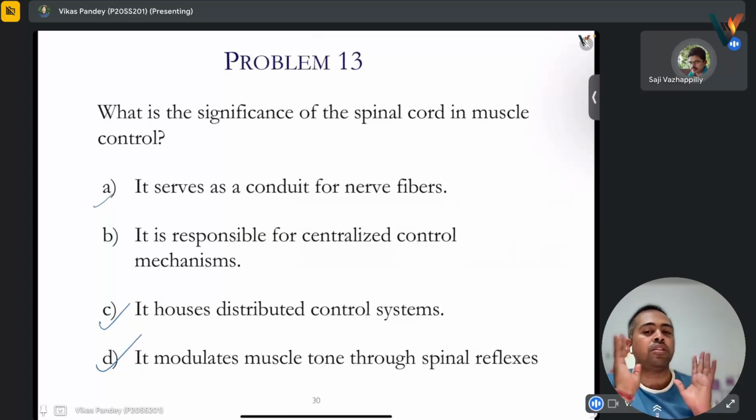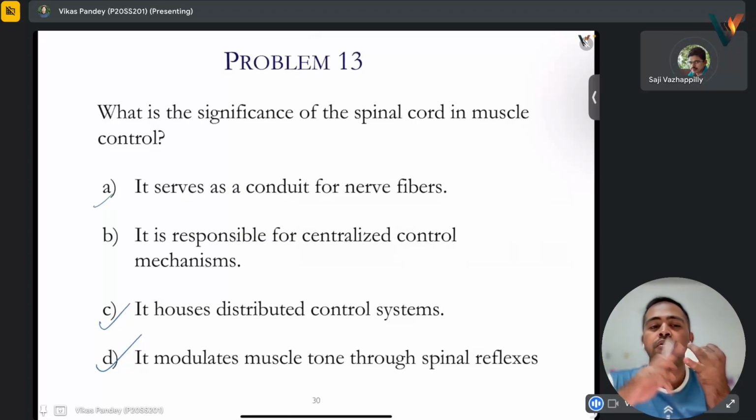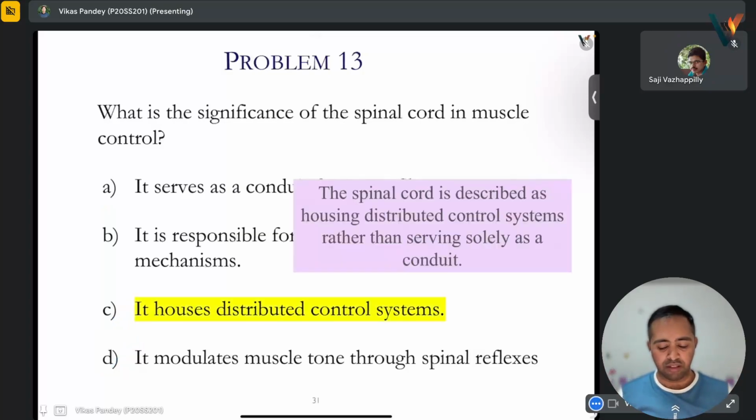It is not the centralized control mechanism, but it serves as a conduit for nerve fibers. It houses a distributed control system, as well as modulates the muscle tone through spinal reflexes, as we discussed in the previous lecture. Fine. So we can say even A and D are also correct. So all three are correct.